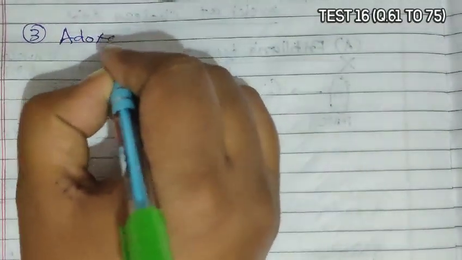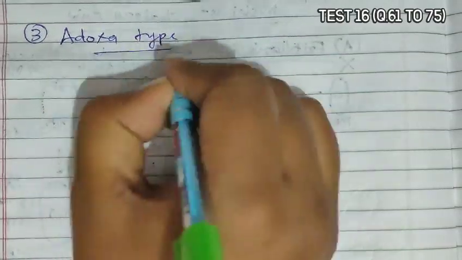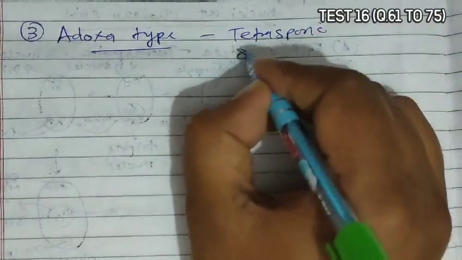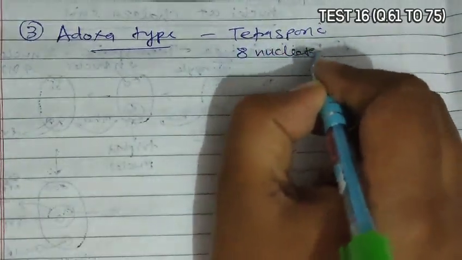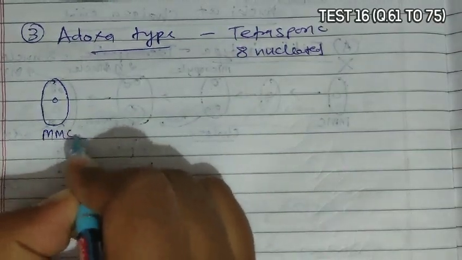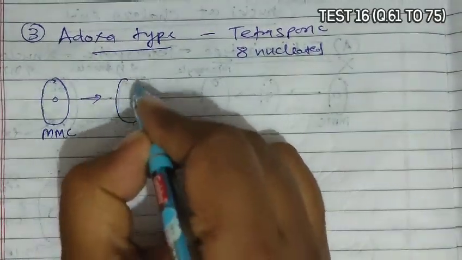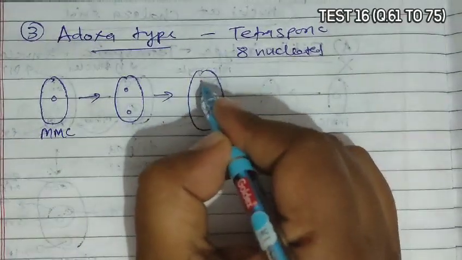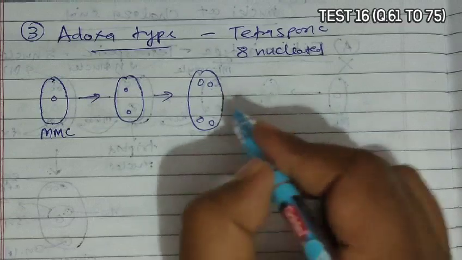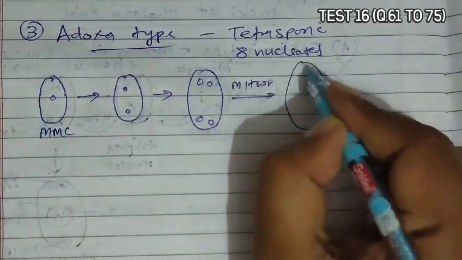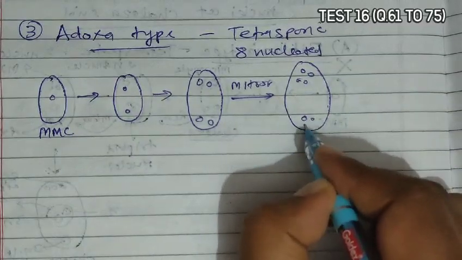Now third option is Adoxa type. Now Adoxa type is also tetrasporic and 8 nucleated. They have a single megaspore mother cell with the megaspore nuclei. Meiosis 1 will produce 2 nuclei. Meiosis 2 will produce a total 4 nuclei. Now out of 4, they will undergo mitosis and total 8 nuclei will form.